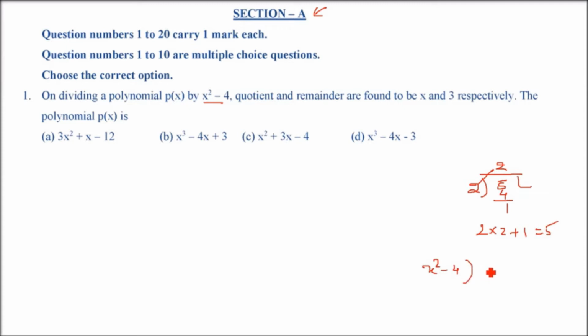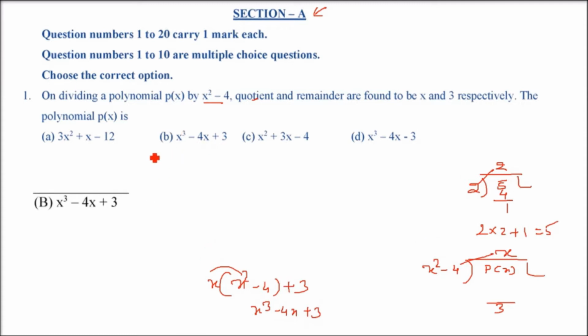Similarly, same thing we are going to do. We are dividing p(x) by x square minus 4, and the quotient is given as x and the remainder is also given. Remainder is 3. So what did I say? x square minus 4 multiplied by x, and then you add 3. So x cube minus 4x plus 3. And this is the solution, which is B. This is the correct answer, B.